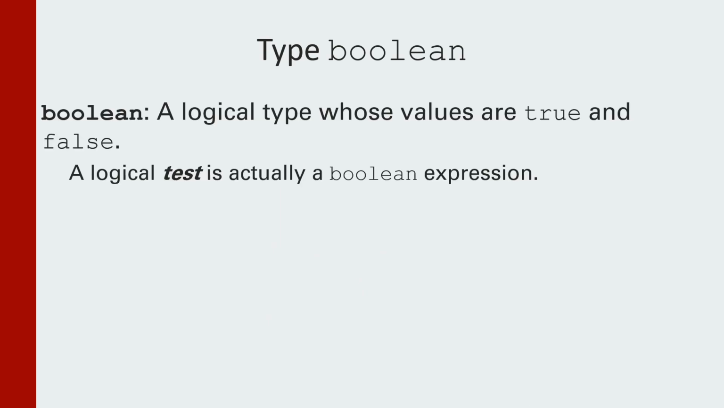The type Boolean is a logical type whose values are either true or false. And a logical test is actually a Boolean expression. We've already foreshadowed this in the previous conditionals video, but let's look at this in a little bit more depth.